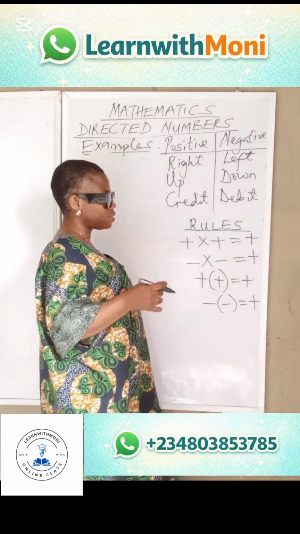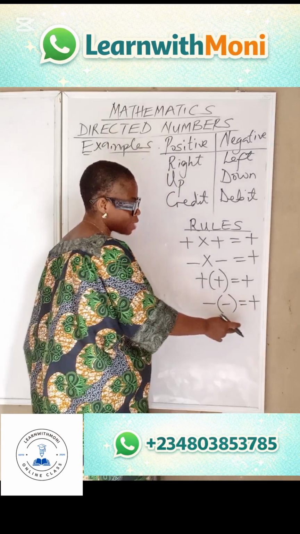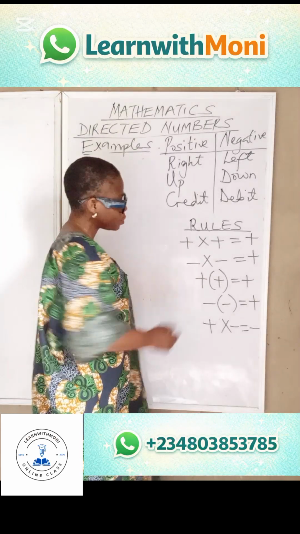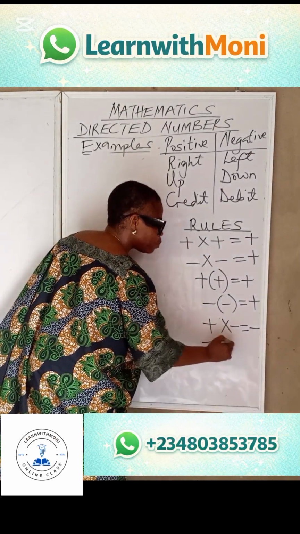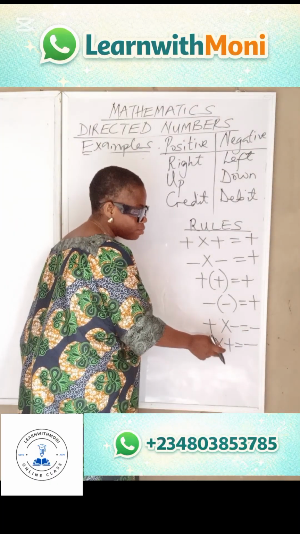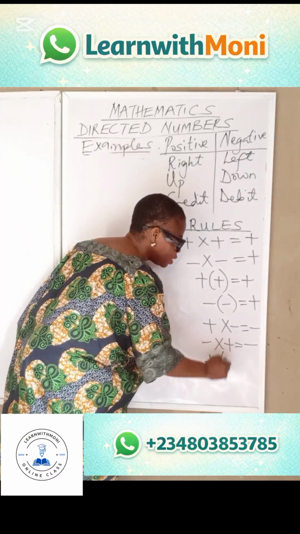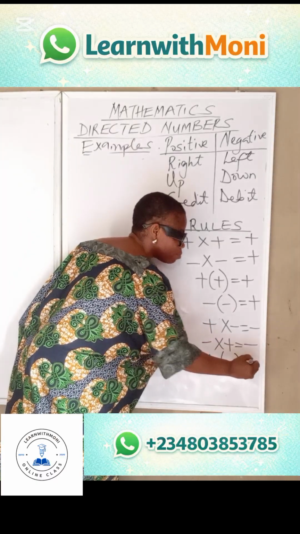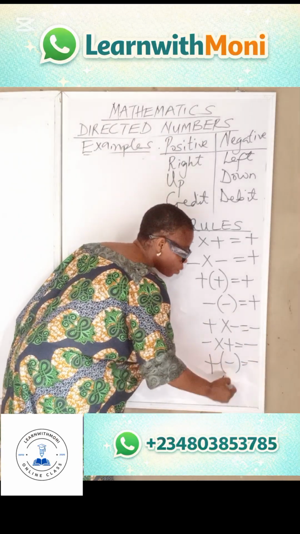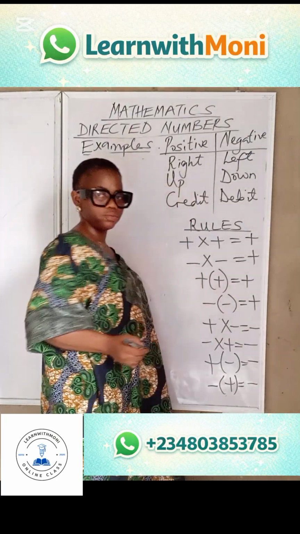But when the signs are not the same, when we have plus times minus, the signs are not the same thing. The result is going to be minus, negative. When we have minus times plus, the result is negative. Note that instead of these times, I can also have it as brackets. Like when I have plus into minus, that is plus times minus. The result is minus. And minus into plus, that is minus times plus, the result is minus.